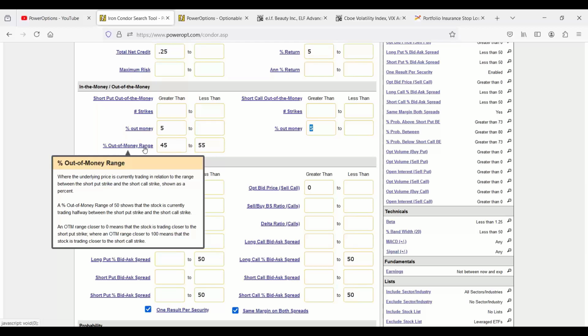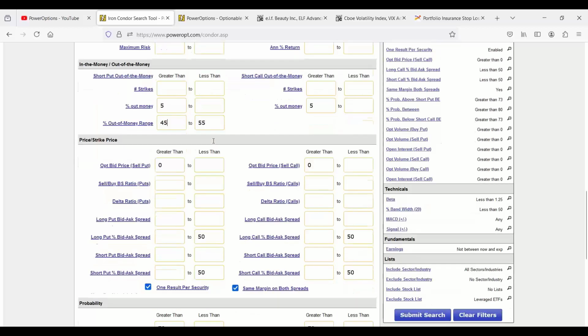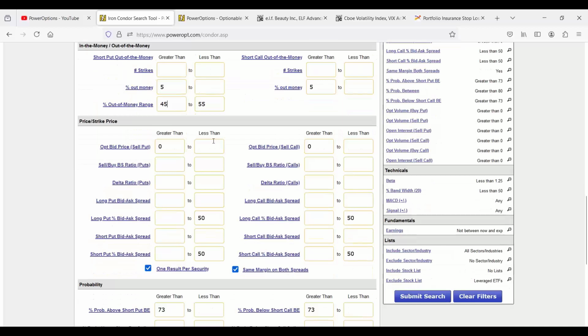The percent out of the money range is sort of the distance value between the two. If I want something right in the middle, where the current underlying price is in the middle of the distance between my short call and my short put, that's what I look for here. I'm targeting an out of the money range of about 50%. So the two short options are equidistant from the current stock price or close to it. I'm not skewed bullish or skewed bearish, but I could do that using this out of the money range.